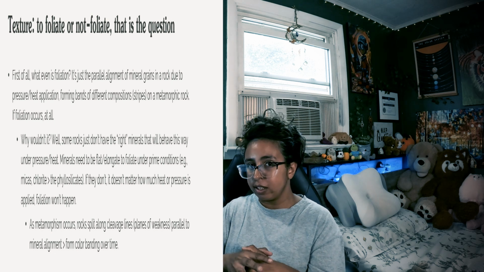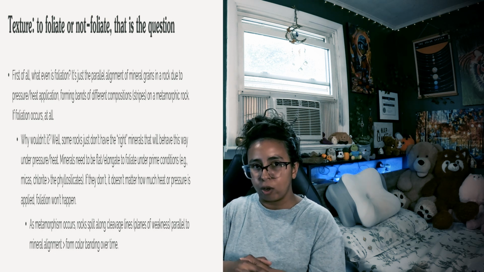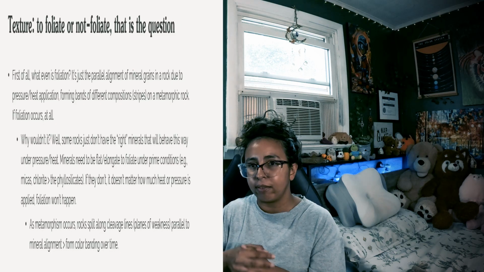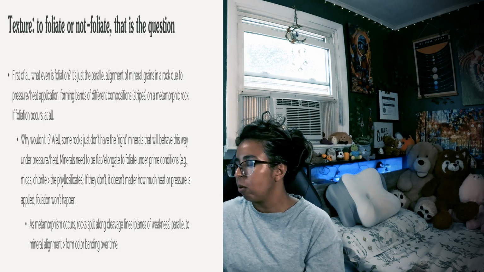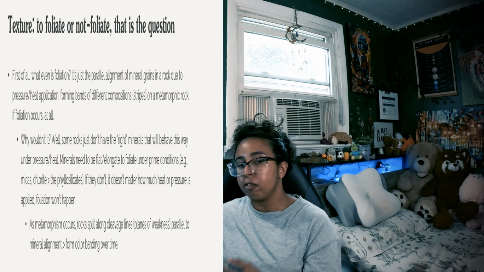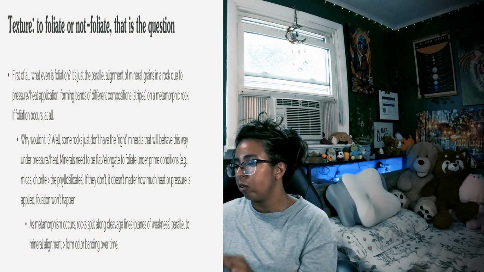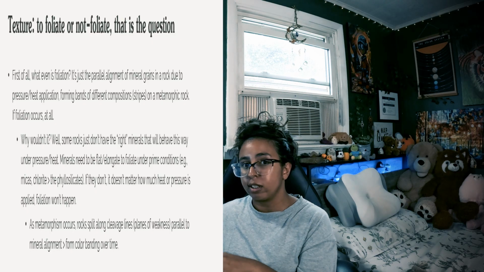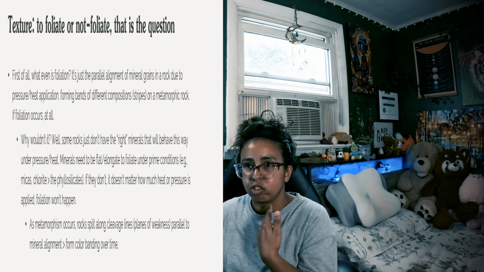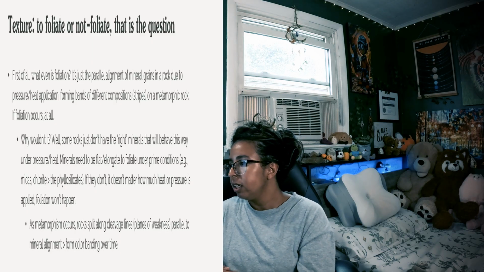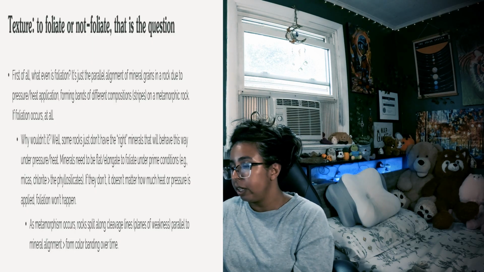You won't see this in certain rocks because they just don't have the right minerals present that will allow for foliation to occur. The mineral grains have to be flat or elongate in order for this to happen. It doesn't matter how much you squeeze other rocks that don't have these grains, they just won't align because they don't have the capacity to do that. And those rocks are non-foliated.